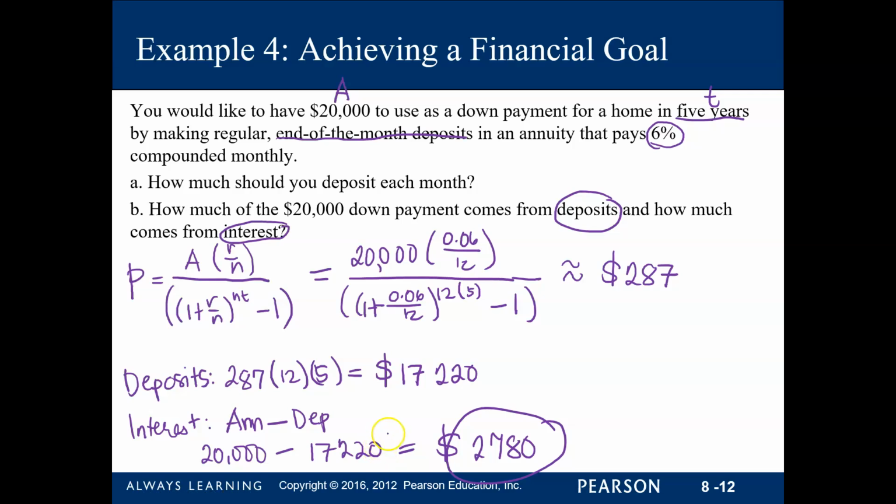Okay? So that is how it would be worked on when you have a financial goal and you want to plan on achieving that goal. You will have to find out how much deposit you are going to make, and how frequently you are going to make those deposits, so that you can achieve that financial goal that you have. All right.